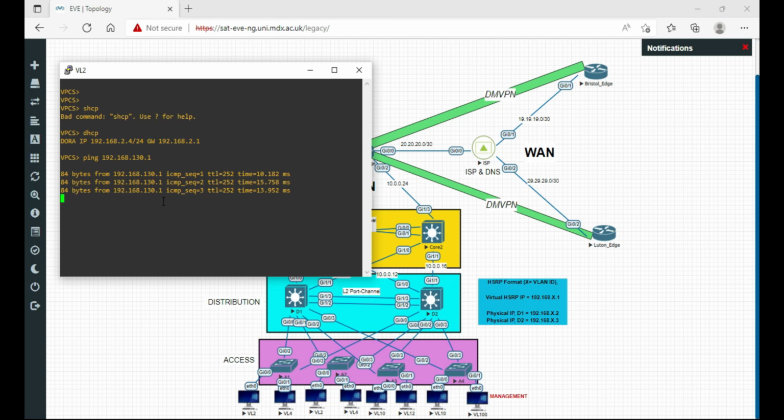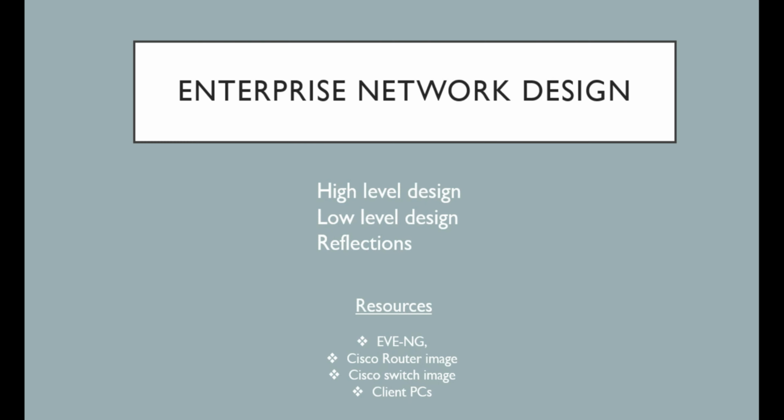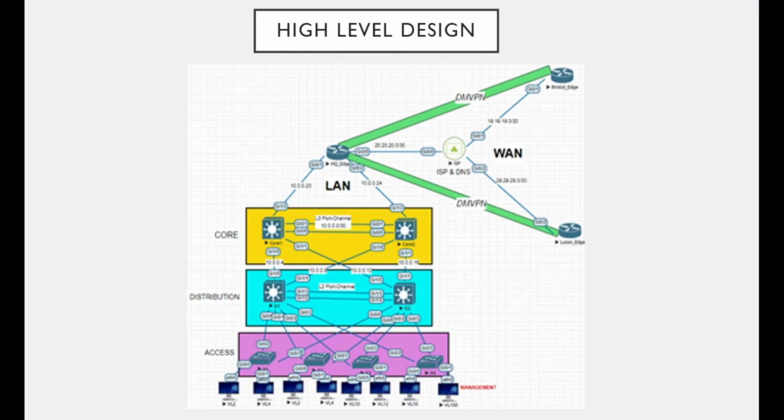Excellent. So we have now successfully pinged from the headquarters, one of the end hosts connected to the access layer, all the way across to the LAN or the loopback addresses located at the two respective branches. In summary, the network design that I put together included, from a high-level design perspective, both a WAN and a LAN, the WAN being DMVPN technology, interconnecting all three sites, as well as a LAN, which was the 3-tier campus network design.